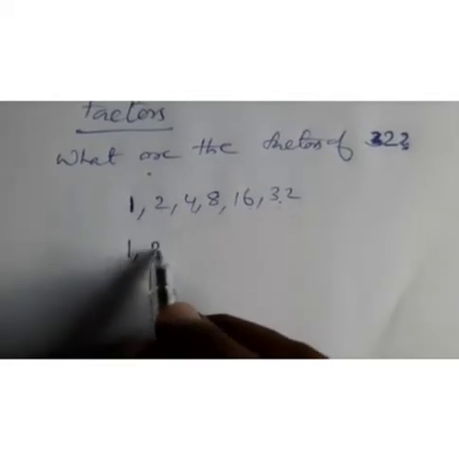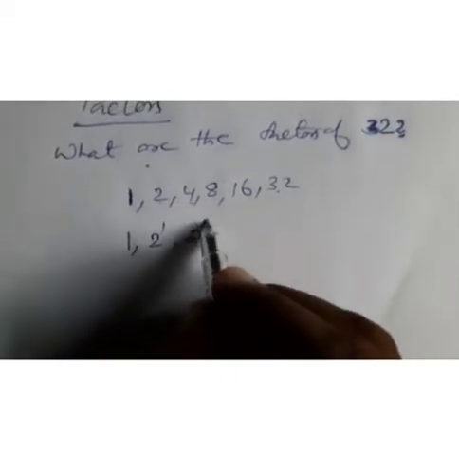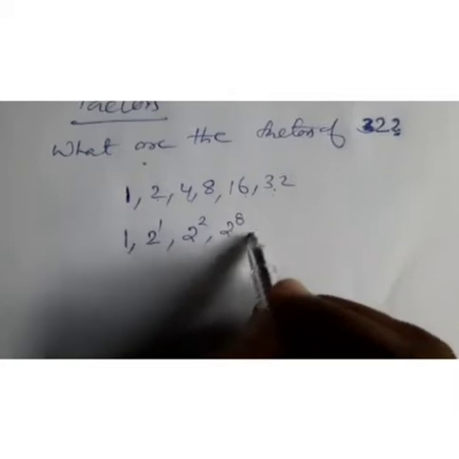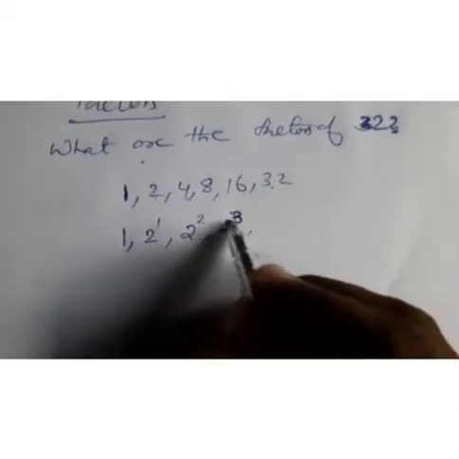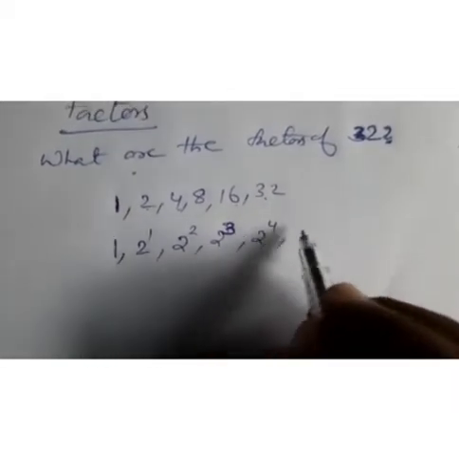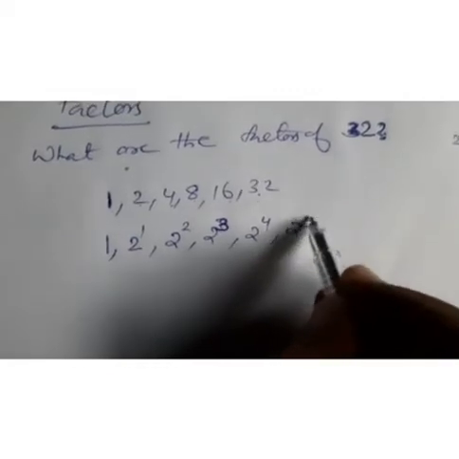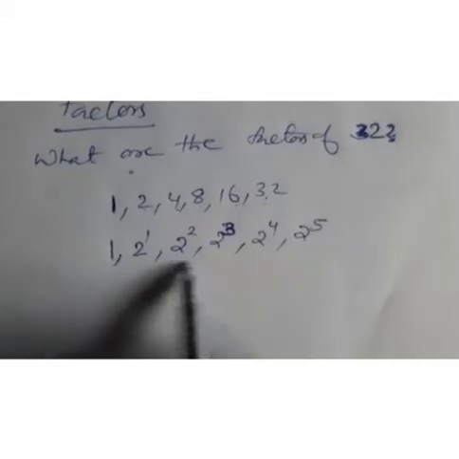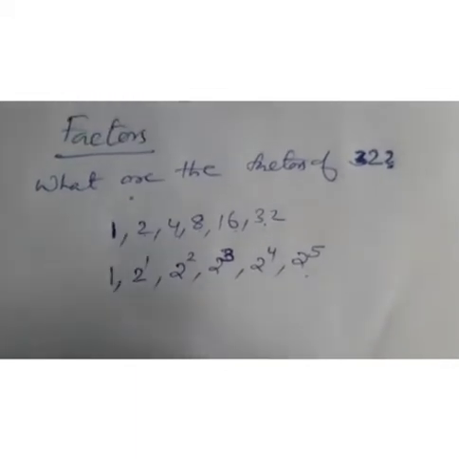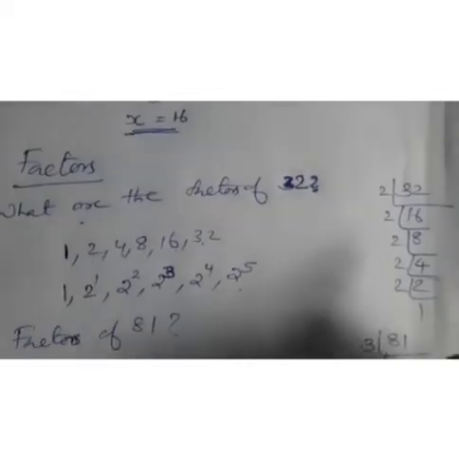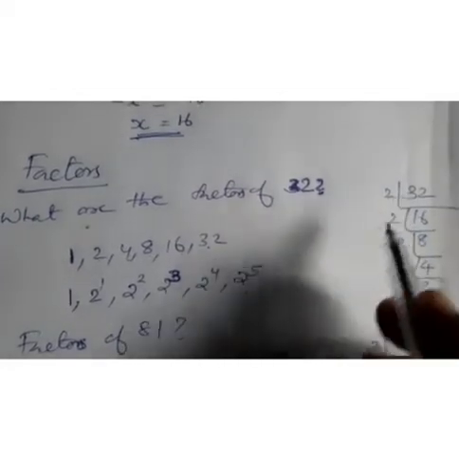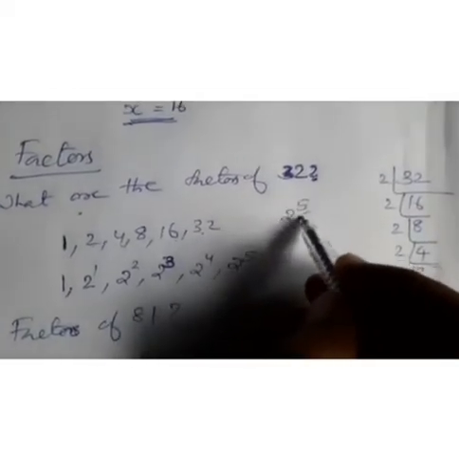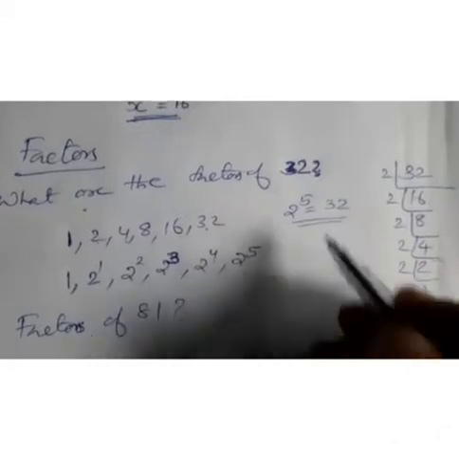2 becomes 2 raised to 1. 4 becomes 2 raised to 2. 8 becomes 2 raised to 3. 16 becomes 2 raised to 4. And 32 becomes 2 raised to 5. So 32 we are writing as the powers of 2. So if we factorize, 1, 2, 3, 4, 5. 2 raised to 5 is 32.